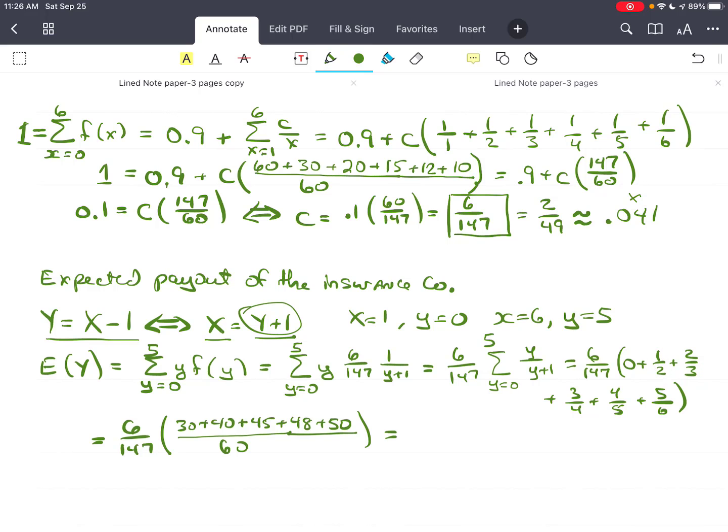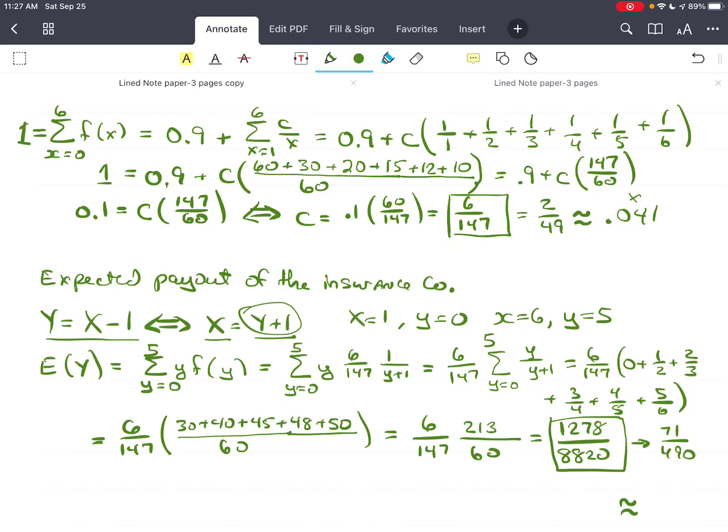And when I add these together, I get 60 here and I get 213. And again, you don't have to reduce the fractions. I'm perfectly happy with 1278 over 8820. That is a fine answer. If you want to reduce this, you can, and it will reduce to 71 over 490. That's a fine answer too.